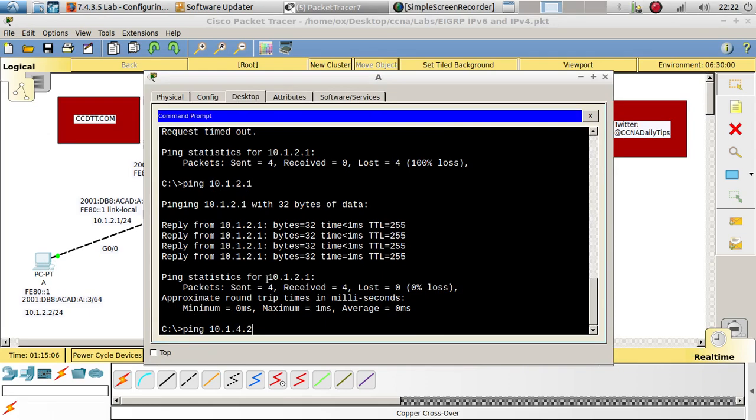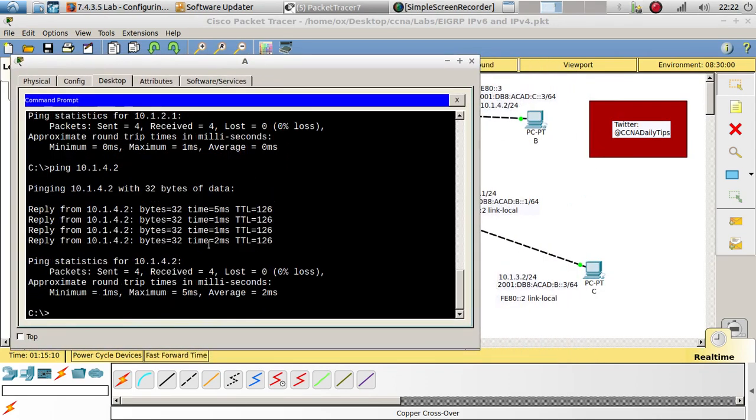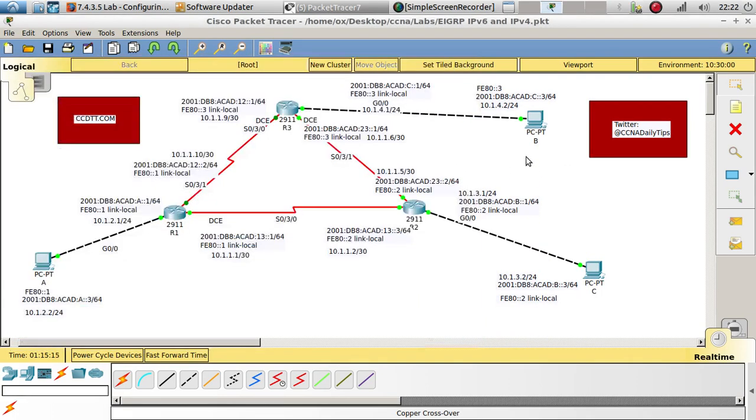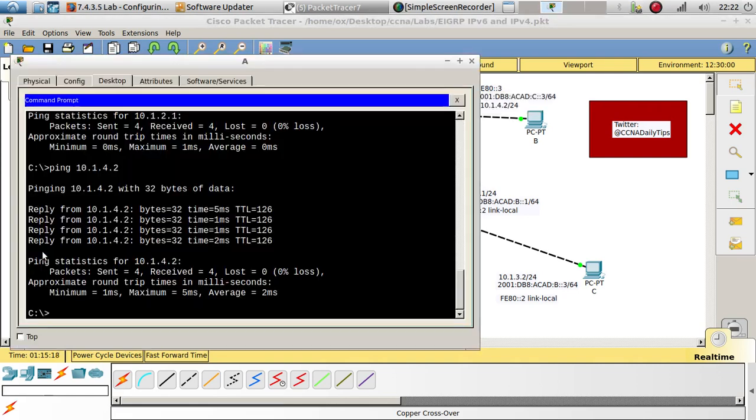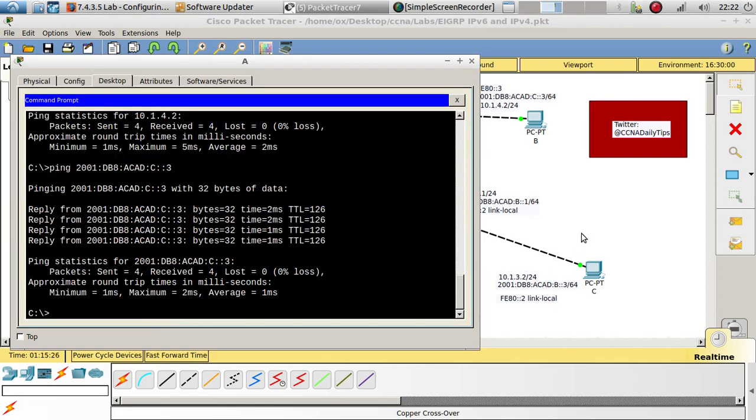So we're able to ping our default gateway. Let's see if we're able to ping computer B. So we're able to ping computer B using IPv4. Now let's see if we're able to ping computer B using IPv6. Ping. There it is. So we're able to ping computer B using IPv4 and also IPv6.